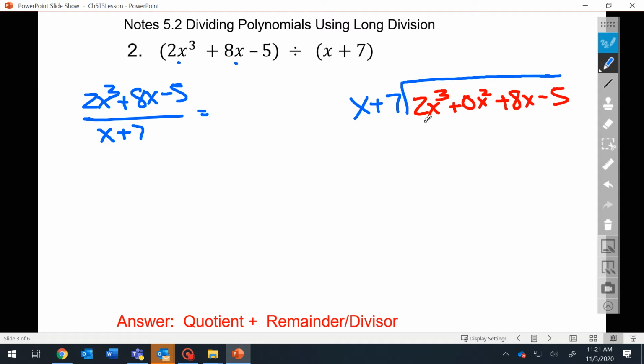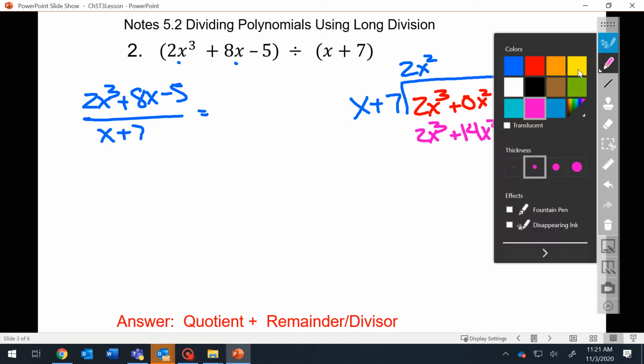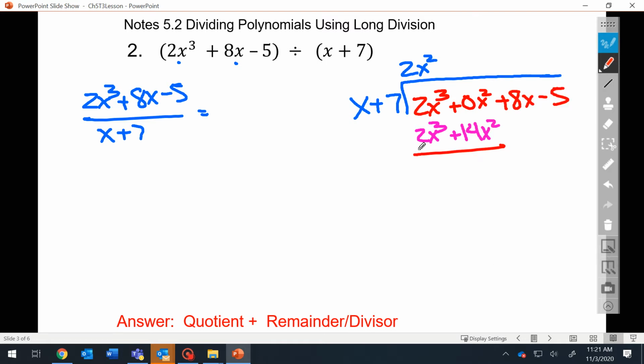All right, x goes into 2x cubed, 2x squared times. 2x squared times x is 2x cubed, and 7 times 2x squared is 14x squared. We're subtracting, so we change the signs, these cancel, so you get minus 14x squared, bring down the 8x.